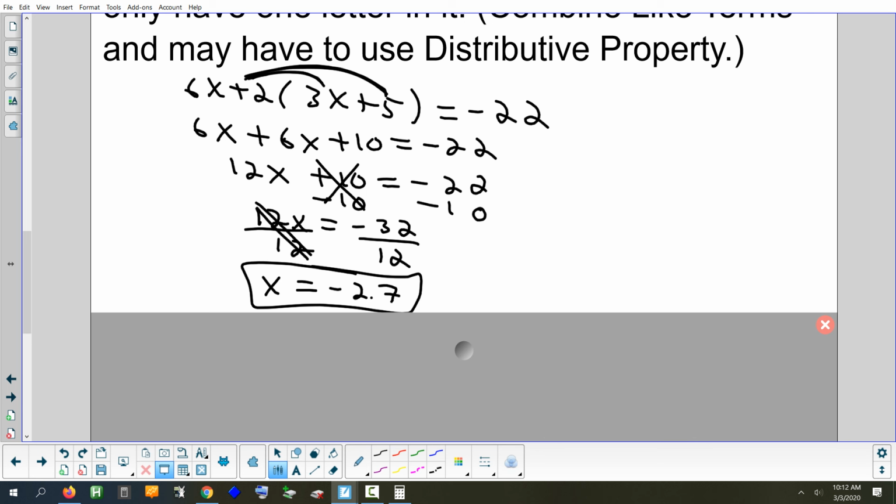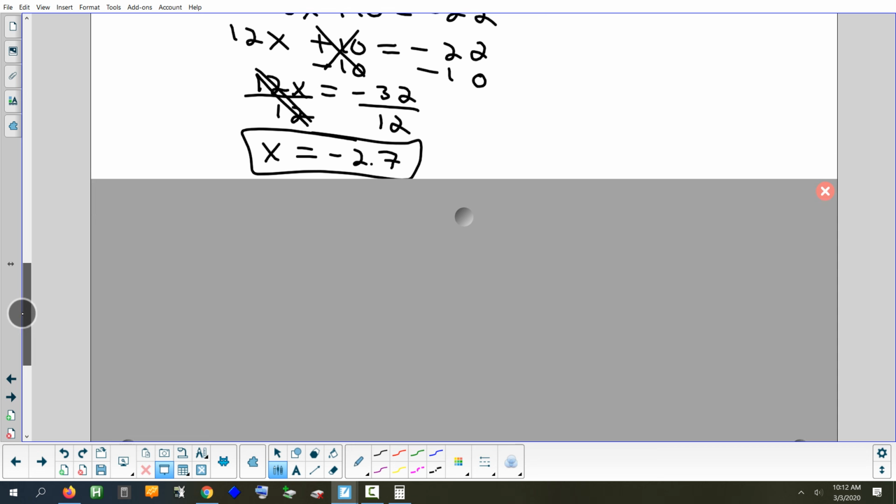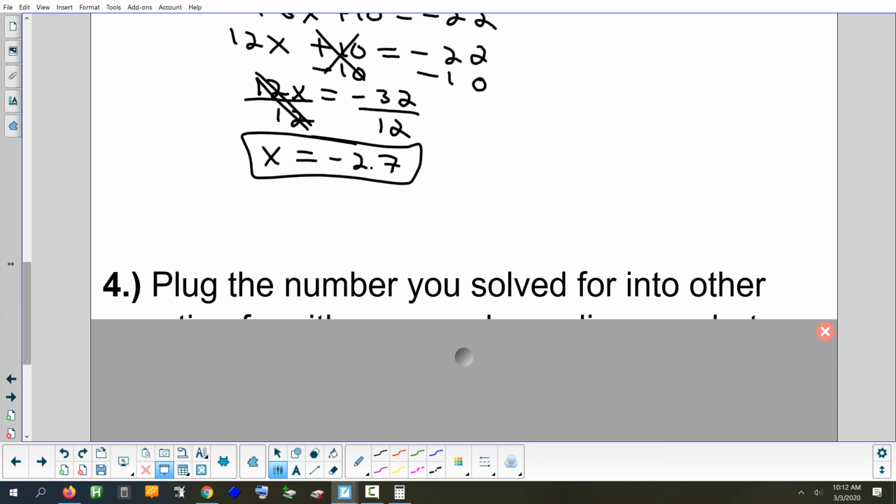Now, how many letters have we solved for? Like, how many letters did we start with? James? 2. How many do we know right now? 1. So we still have 1 more to find. But that's like 75% of the work. Once you have one of them, it's very easy to get the other one. Okay? And that's the last step I'll show you.